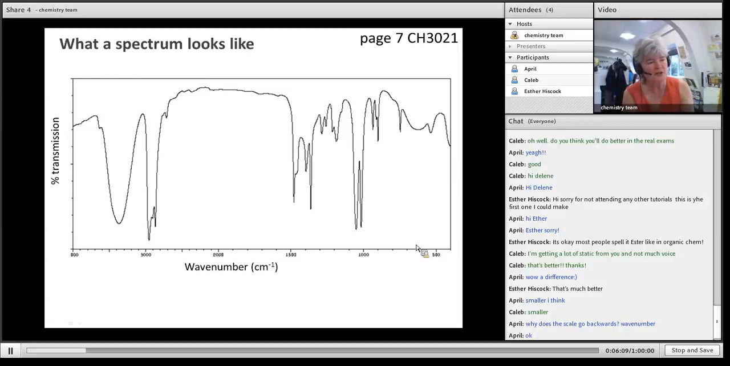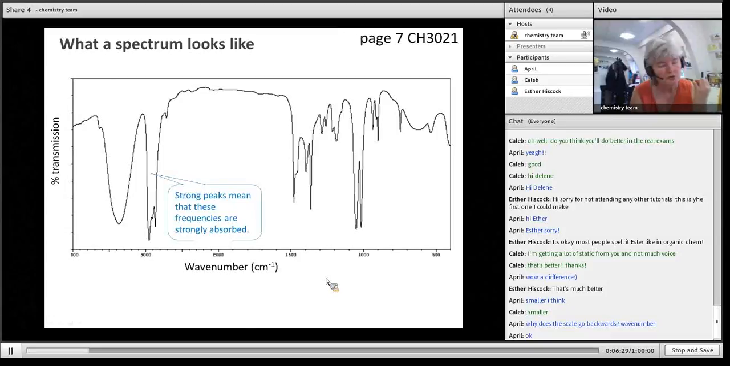Actually, yes, because normally when we do the electromagnetic spectrum, the wavelength increases that way as well. It's just the way it's done. I don't think there's any particular reason why. Okay, so it's always smaller wave number this side, larger wave number that side.